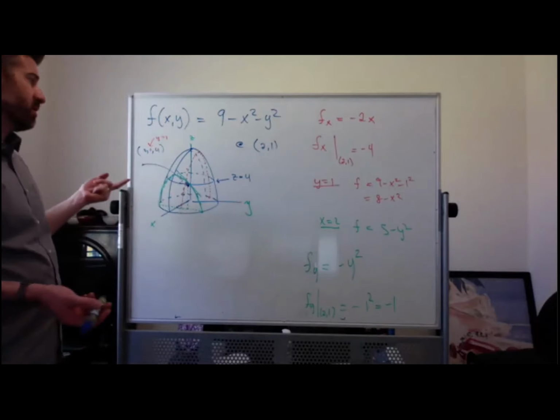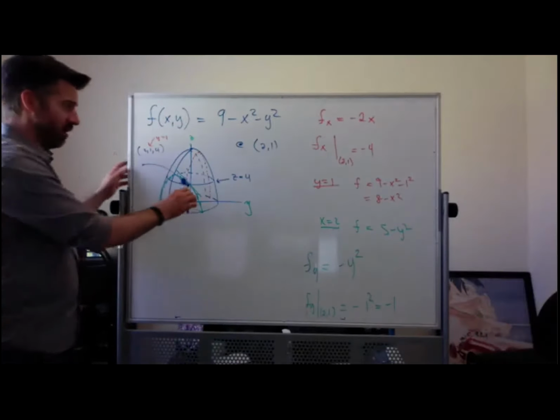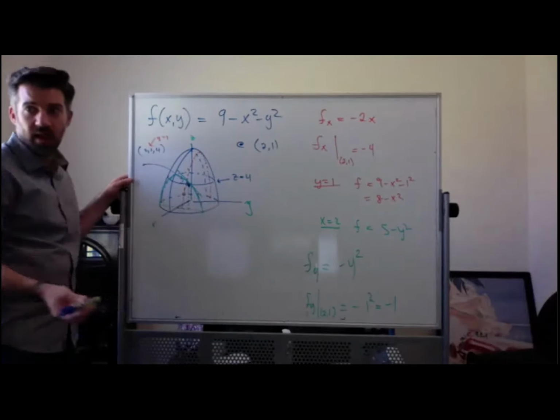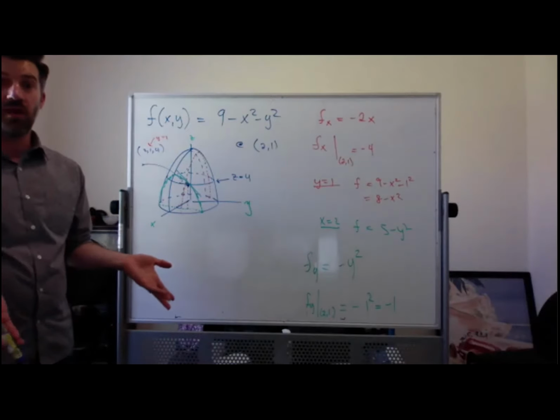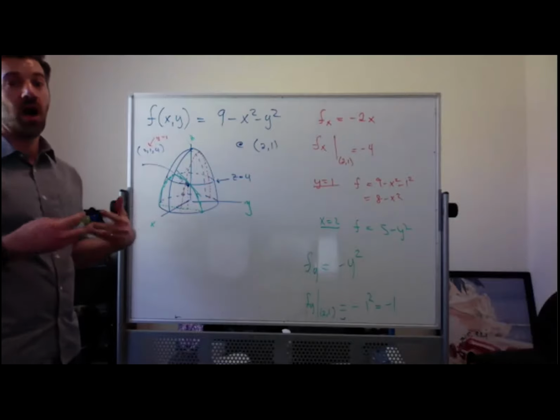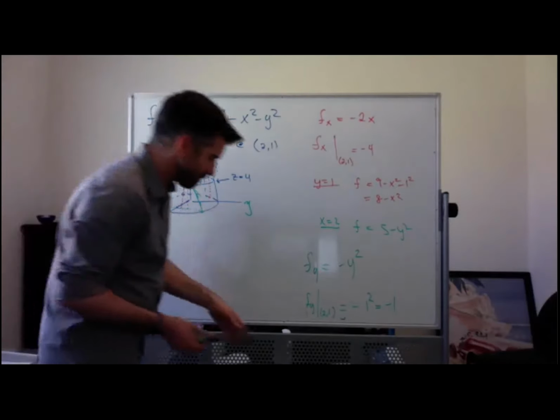Or what if I want to know what direction I need to go if I want my slope to be 0? So I'm just kind of going around and around the circle. The idea we're talking about is what's called a directional derivative. Right? I want to find a derivative in a direction other than x or y.